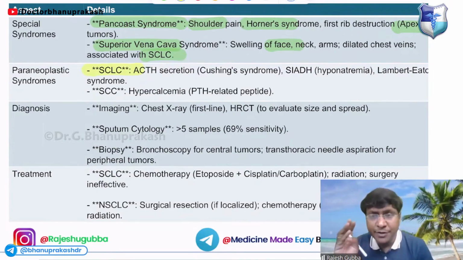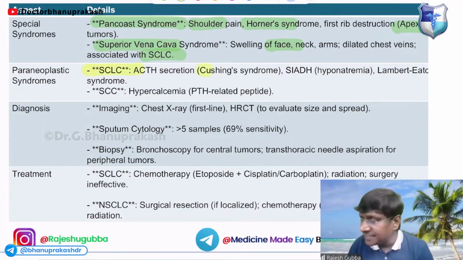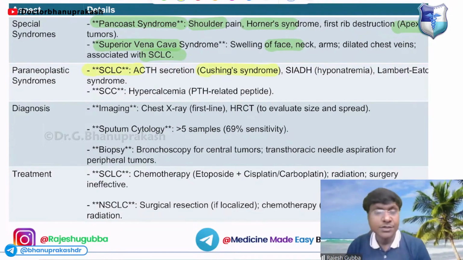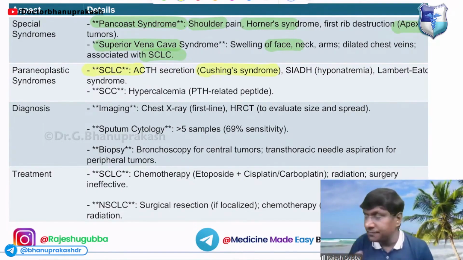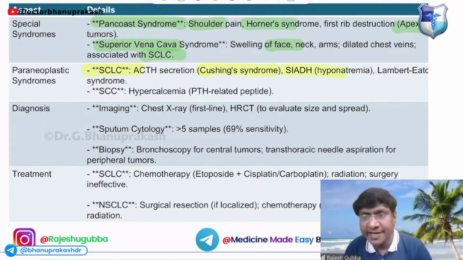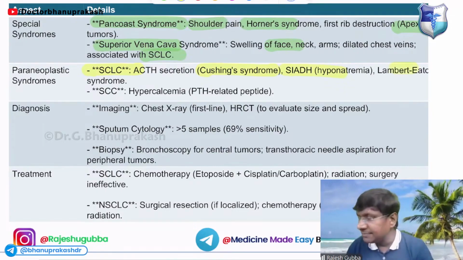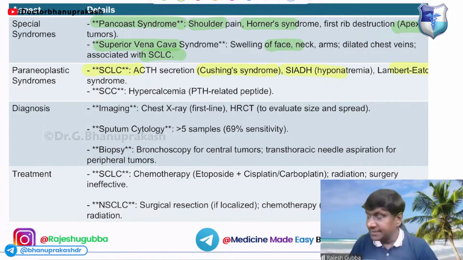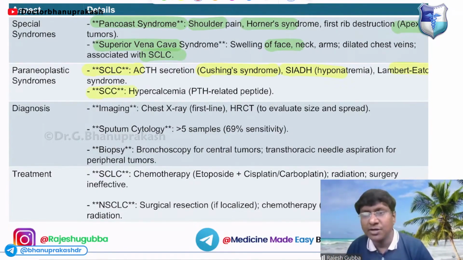Then you need to know the paraneoplastic syndromes. Small cell lung carcinoma will produce an excessive amount of ACTH that will result in Cushing's. Small cell carcinoma will produce excess amount of ADH that will result in SIADH causing hyponatremia. And the other one is Lambert-Eaton myasthenic syndrome, which is a presynaptic nerve terminal disorder. Okay. Then squamous cell carcinoma can also cause a paraneoplastic syndrome. It will produce parathormone related protein that will result in hypercalcemia.